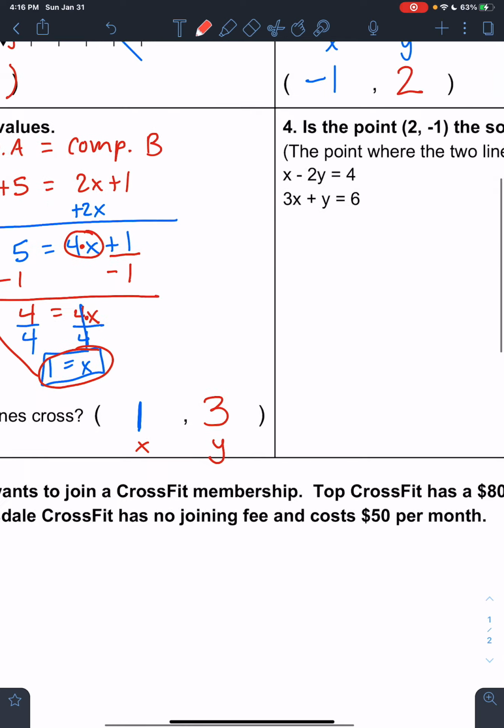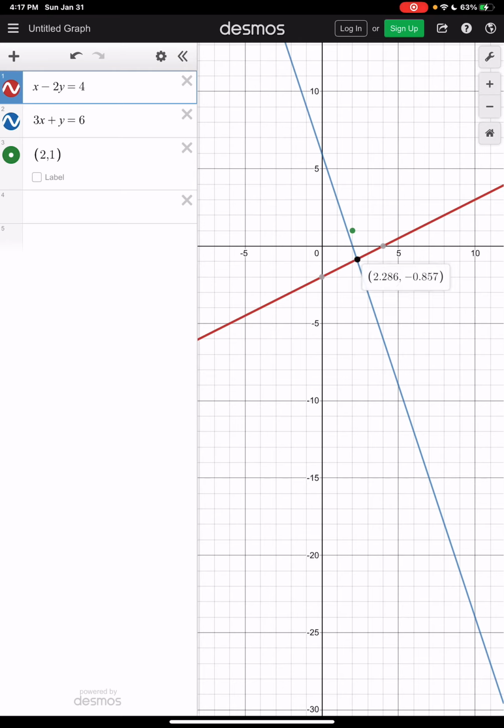Next, we have how do we check and see if a point is a solution to the system? Now, we can do this graphically with Desmos, or we can do it algebraically. So I want you to see, using Desmos, that I've put these two equations in, and where they actually cross right here is decimals. And most of the equations that we solve in life don't come out to perfect whole numbers. We do that so that you can feel confident that you found the answer.